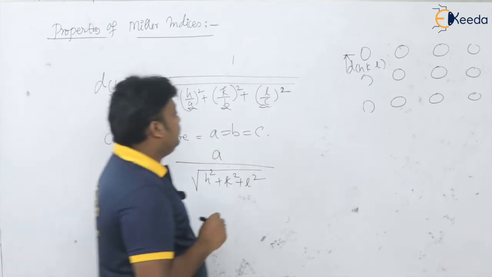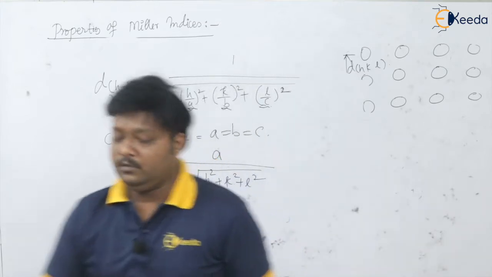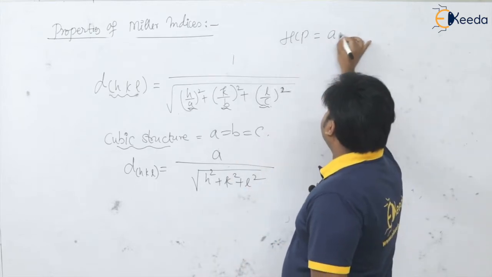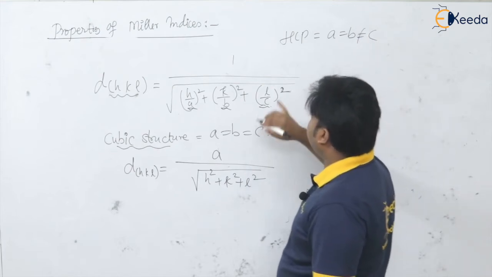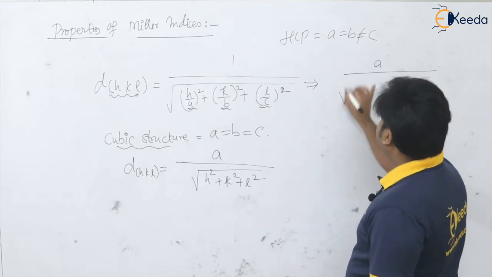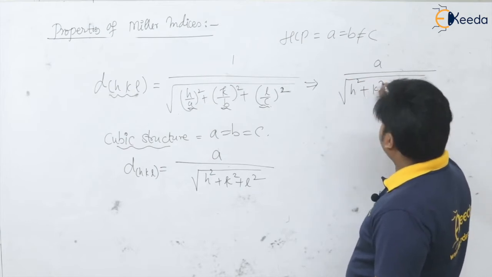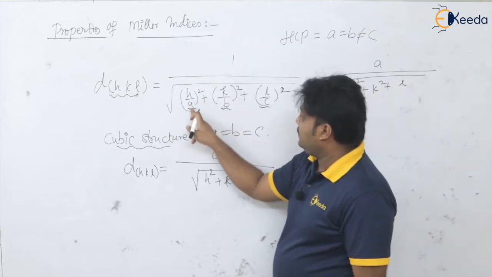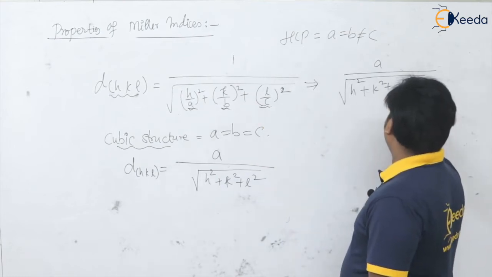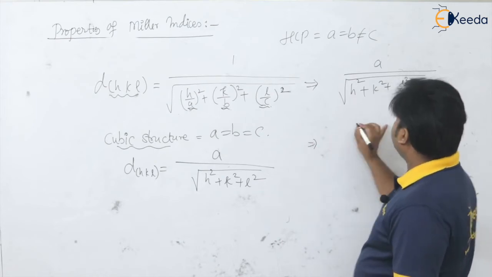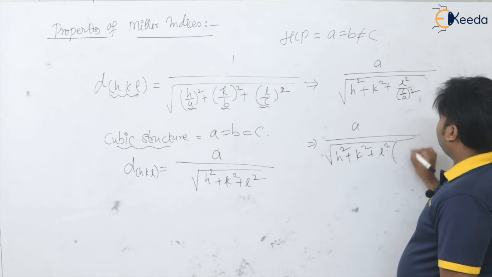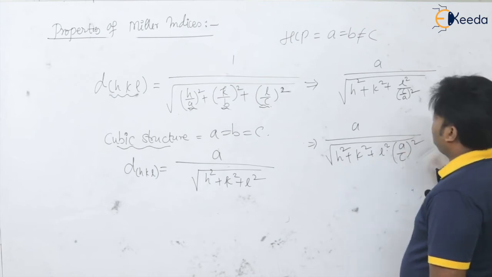Suppose this is the HCP structure. What will come here? We know A is equal to B but not equal to C. So for HCP, A is equal to B but not equal to C. What will it convert to? It is A divided by root of h square plus k square plus l, because this is A, this is A, so if I take A common from all three, C upon A comes in, isn't it? So it is divided by C upon A into l square. So in short, finally we get A divided by root of h square plus k square plus l square into A by C square. So this is for the HCP.